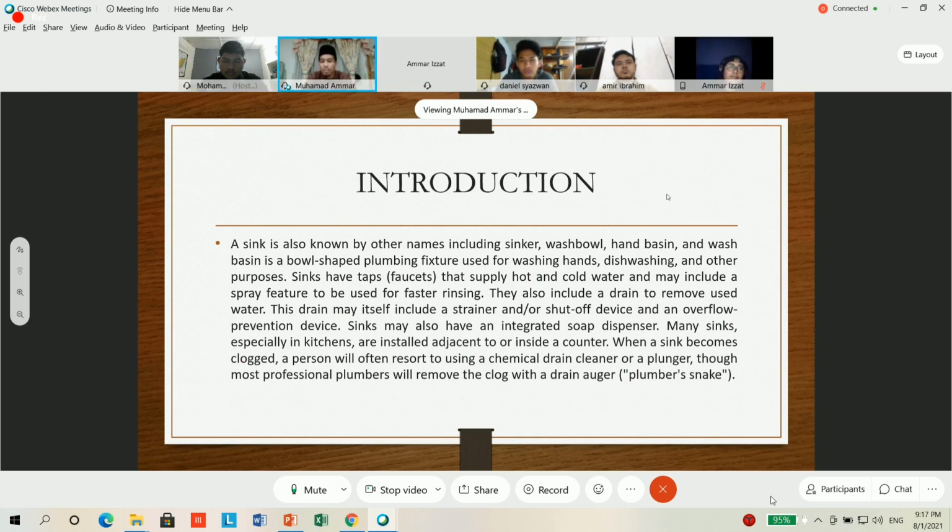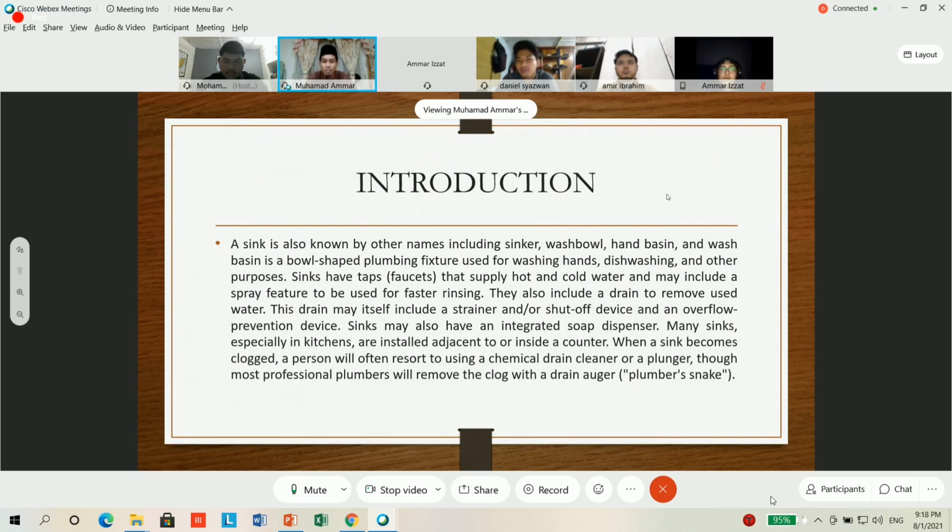Many sinks, especially in kitchens, are installed adjacent to or inside a counter. When a sink becomes clogged, a person will often resort to using a chemical drain cleaner or a plunger. For more professional help, a plumber will remove the clog with a drain auger, also known as a plumber's snake.